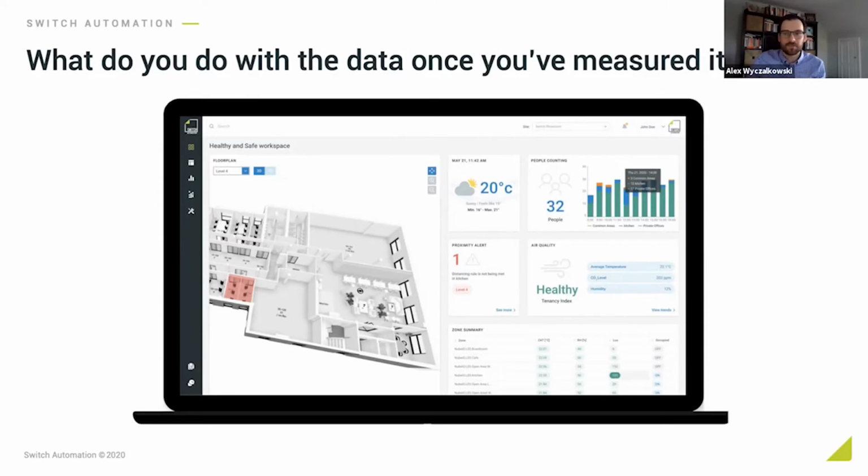So again, lots of different use cases that we're using this for, but what we really want to highlight to you is that data-driven process. That's where we feel the data can be really powerful.